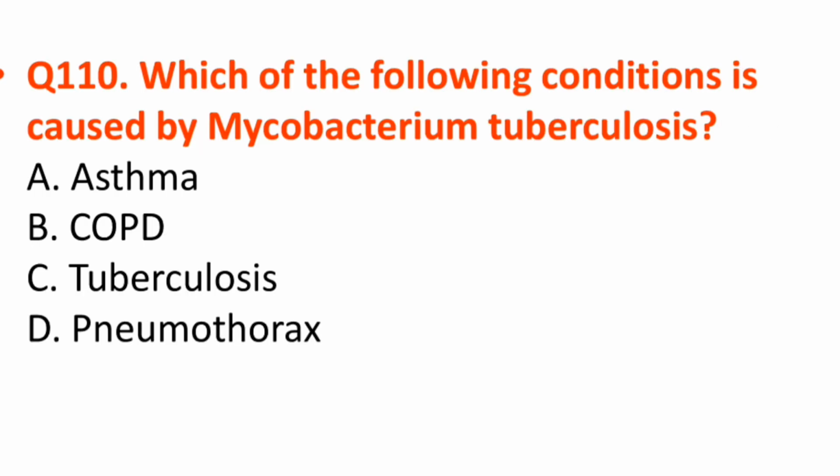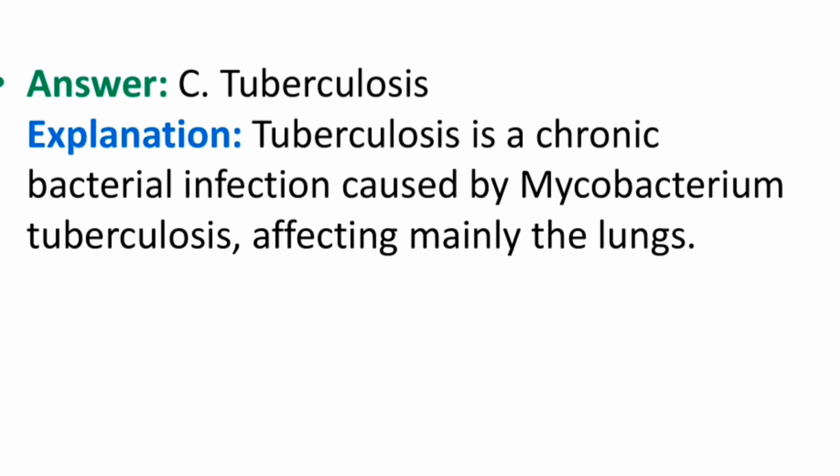Which of the following conditions is caused by Mycobacterium tuberculosis? Option A asthma, option B COPD, option C tuberculosis, option D pneumothorax. The correct answer is option C tuberculosis. Tuberculosis is a chronic bacterial infection caused by Mycobacterium tuberculosis, affecting mainly the lungs.